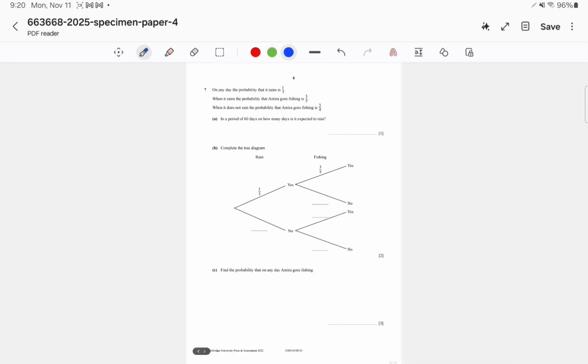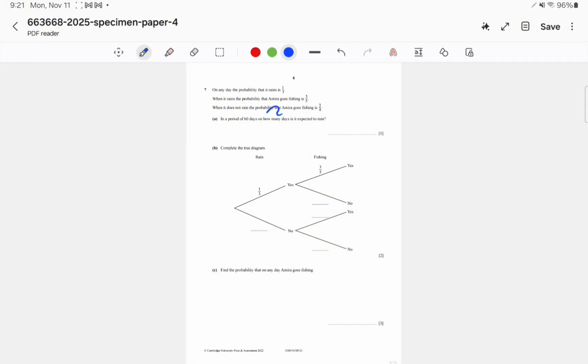Next question. On any day the probability that it rains is 1 by 3. When it rains, the probability that Amira goes fishing is 3 by 5. When it does not rain, the probability that Amira goes fishing is 3 by 4.